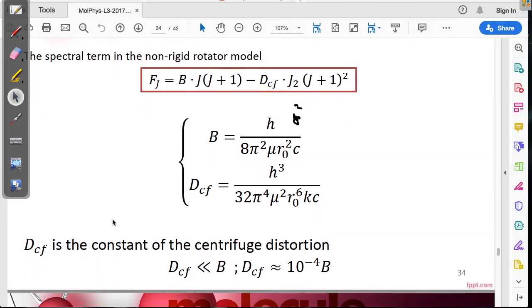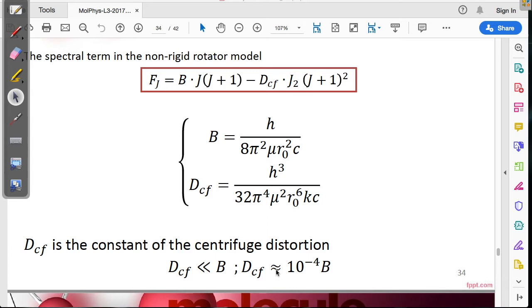Now the thing is, this DCF is much smaller than B. It's visibly clear, but we can even calculate that. So DCF is around 10 to the power minus 4 B. So it's a very slight correction, in fact, just because the effect is very slight. We are rotating the molecule at energies, but still the displacement of the atom is not huge. So this is the main message that we need to keep in mind.